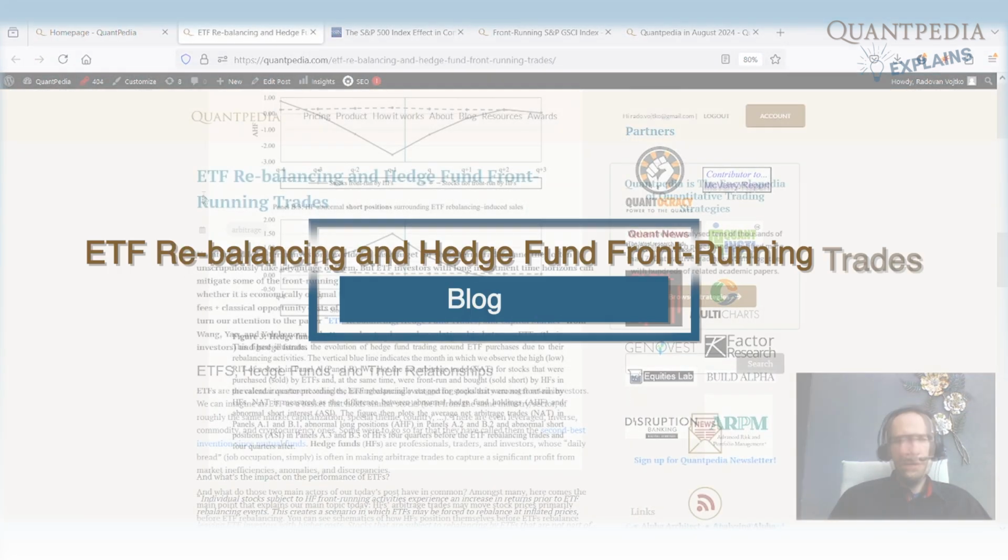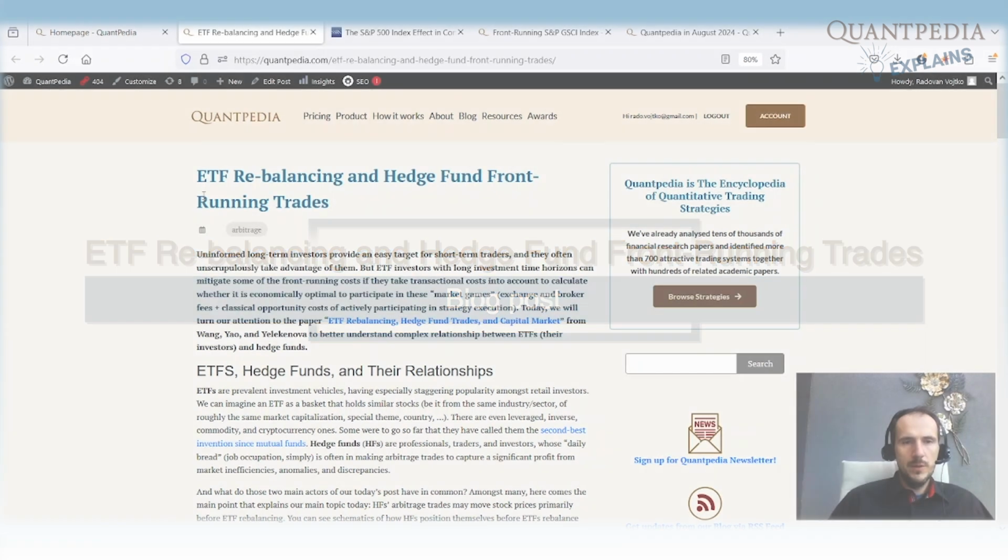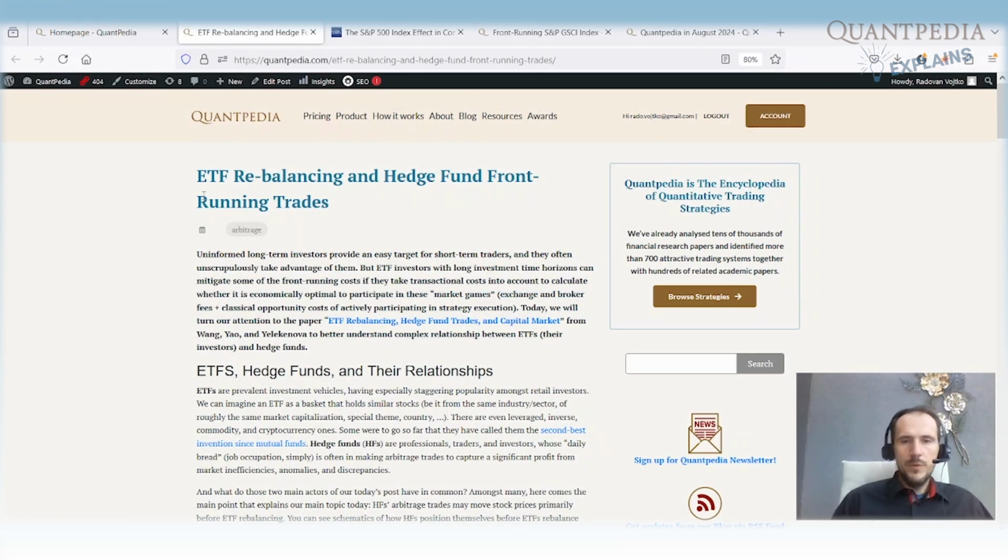We have an interesting article on our blog. It's called ETF Rebalancing and Hedge Fund Front Running Trades. The article is based on a paper from Wang Yao and Yerle Kenova, and it's about how hedge funds try to understand when and how the ETFs rebalance their portfolios and how they try to front run those portfolios.